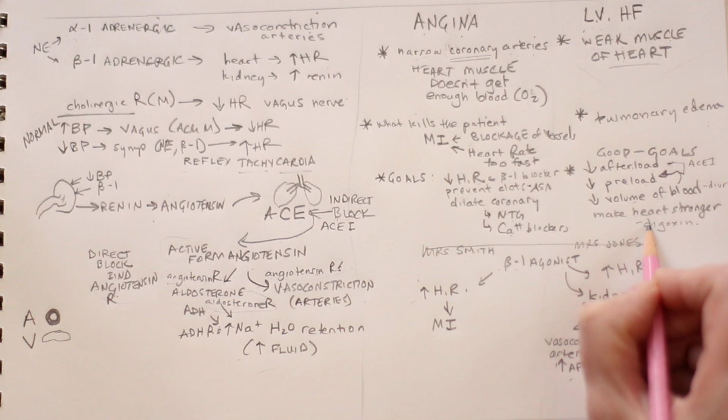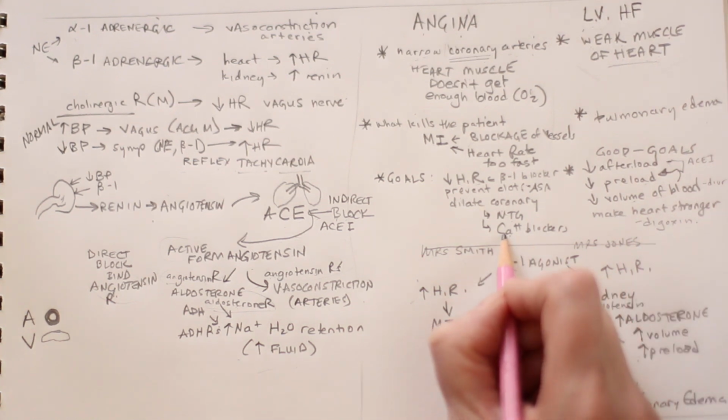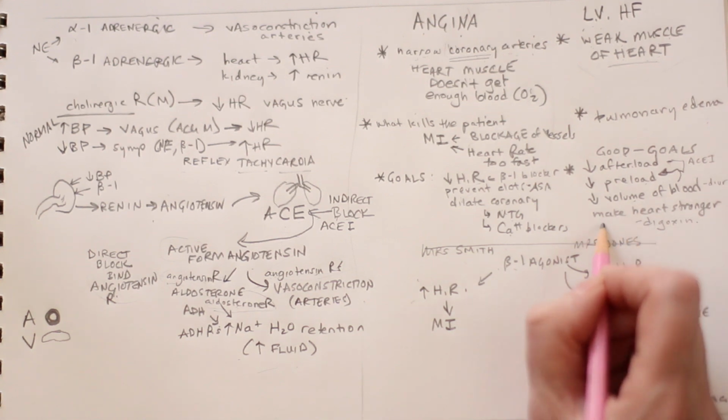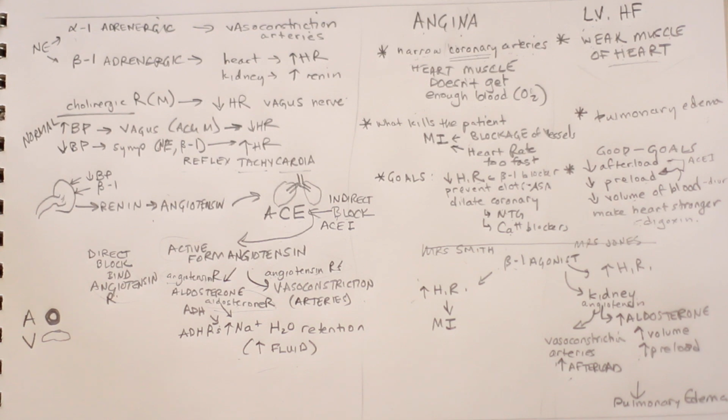Digoxin works to make the heart stronger because it gives you more calcium inside each cell, which makes the muscle contraction better. And then, of course, you would not want to give a calcium channel blocker to a patient with heart failure because that's going to be the opposite of good, right? So, yeah. Okay. All right.